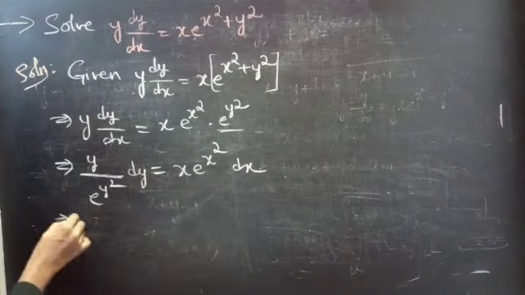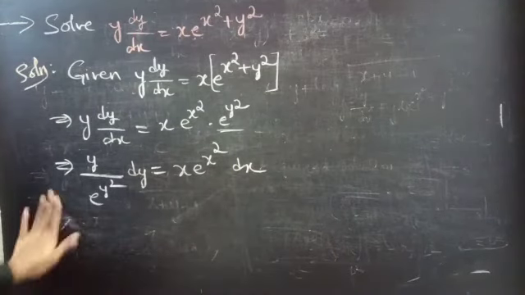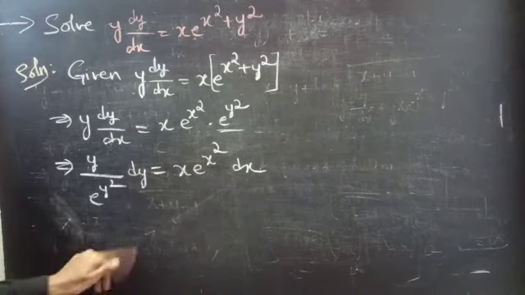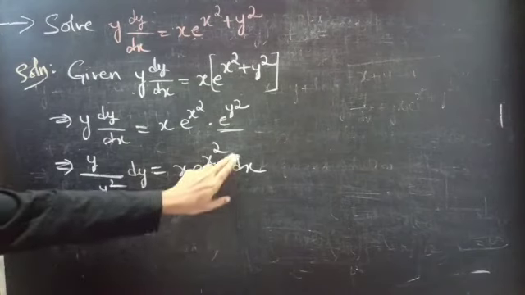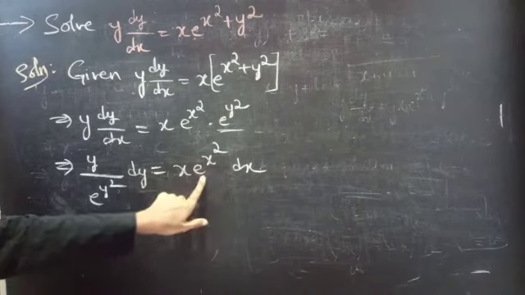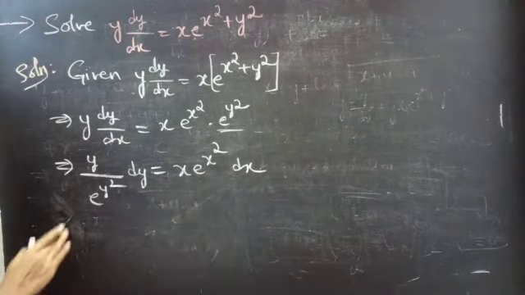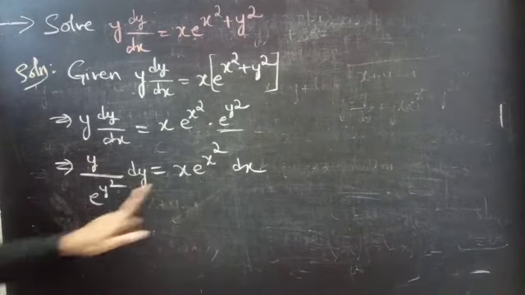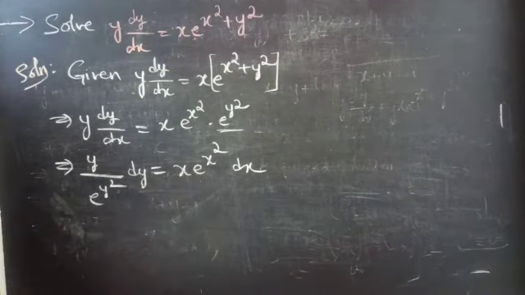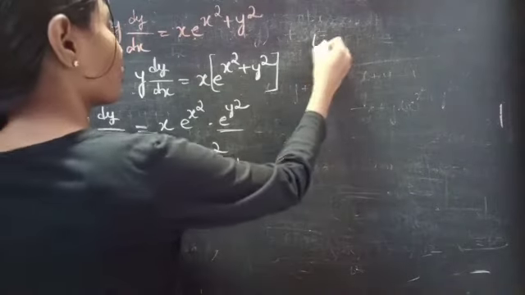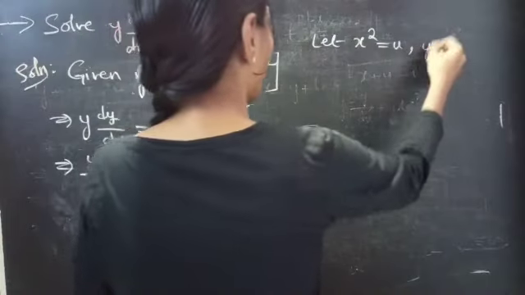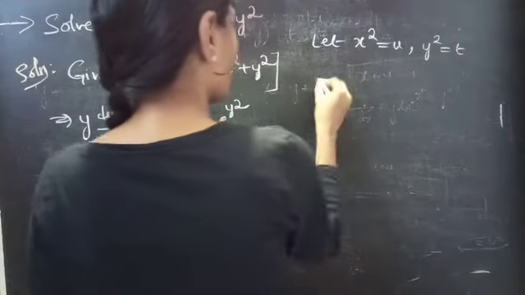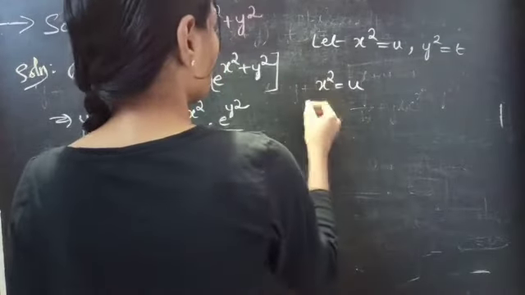Okay, so here you're having y square to the power e and x square to the power e, right? Y square to the power of e and x square to the power of e. Let x square equals u and y square equals t.